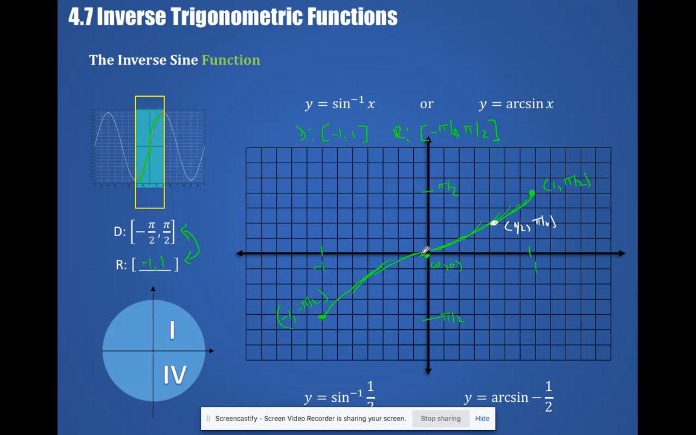How about inverse sine of -1/2? -1/2, somewhere here. When you put in -1/2, you only get one answer, and it's not 11π/6. It's -π/6 because of the restrictions in order to make inverse sine a function.